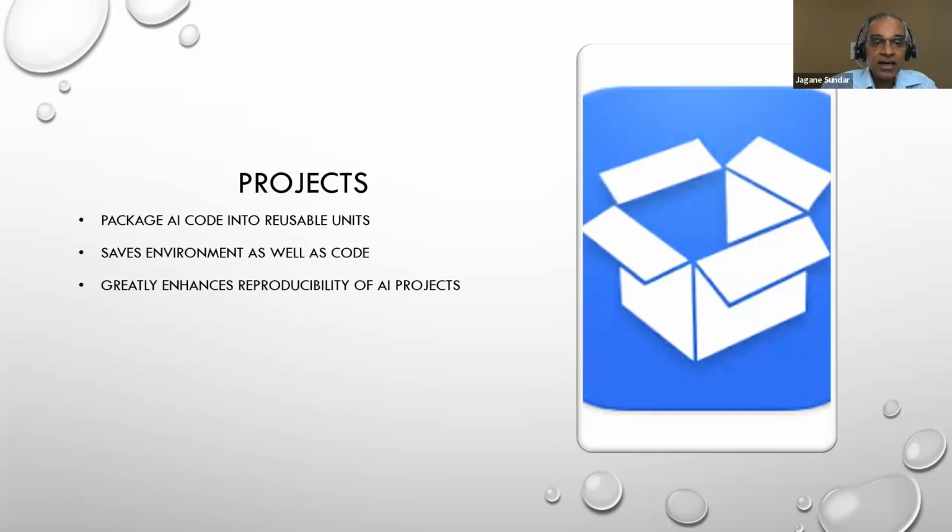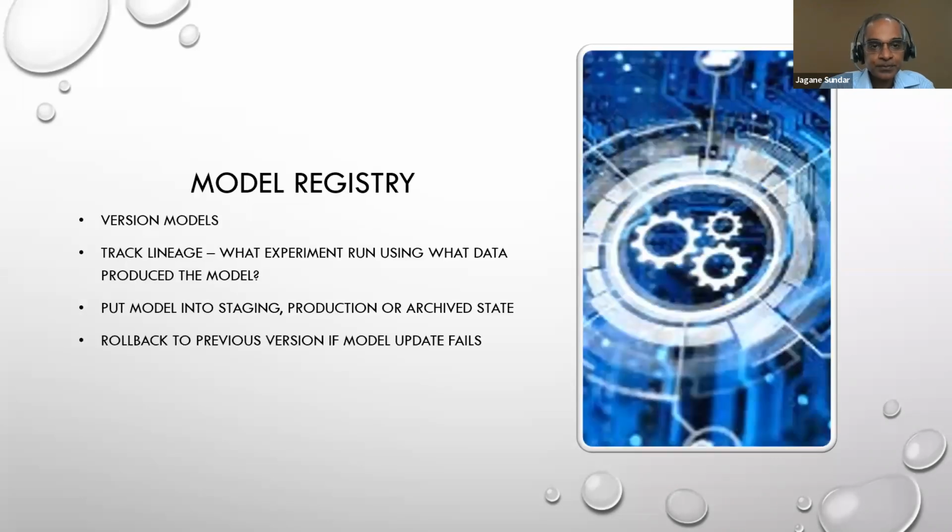MLflow projects is the ability to package AI code into reusable units. You can use it as part of directed acyclic graph or DAG computation, pipelines, whatever. It also saves the environment for that code to run, mostly by means of a Conda environment or a Docker file environment. The reproducibility of AI projects has always been a challenge. With this method, you can guarantee that a project can be reproduced, whether it's a training run or an inference run or a retraining run.